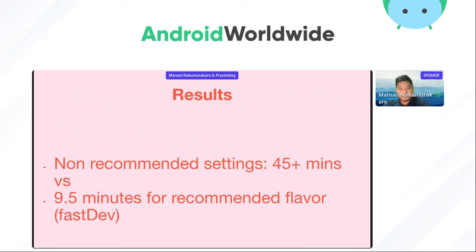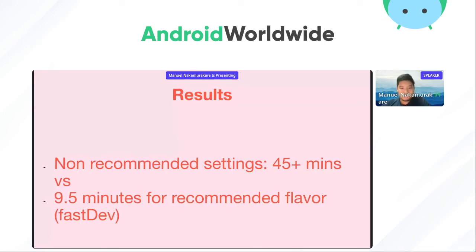We saw that sometimes people were not using the recommended development settings completely, and in those cases, they had build times of 45 minutes or more, versus just 9.5 minutes whenever they were using the recommended flavor, fast dev.